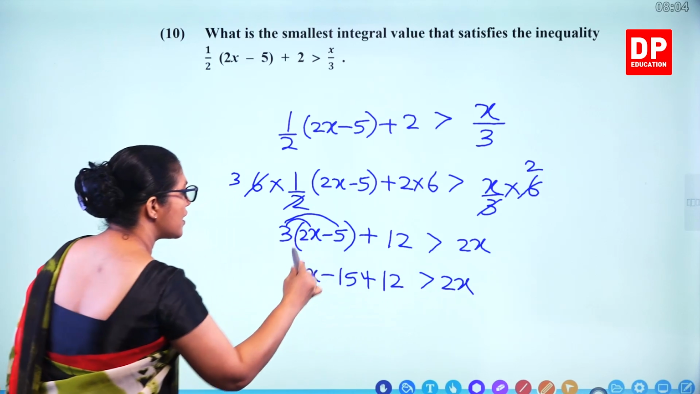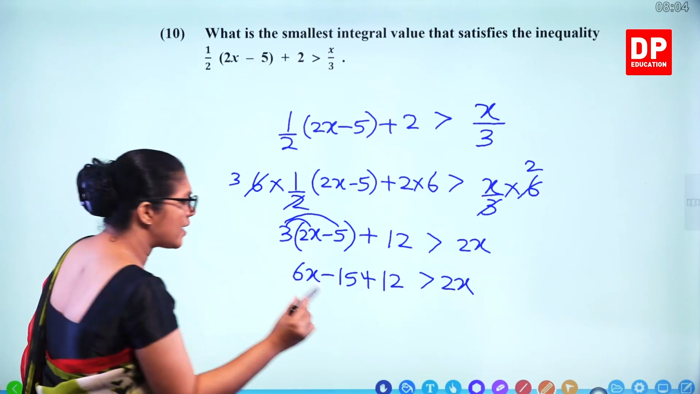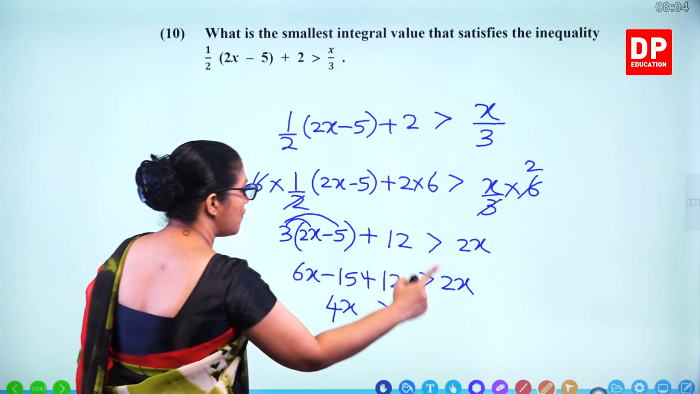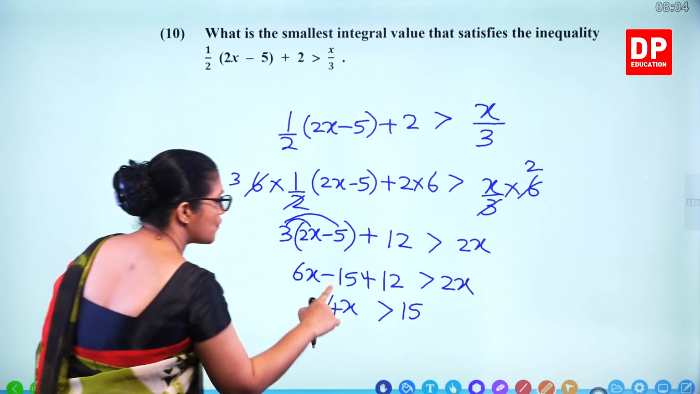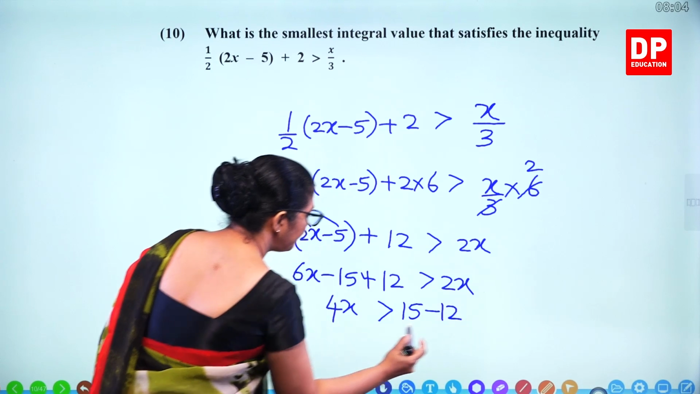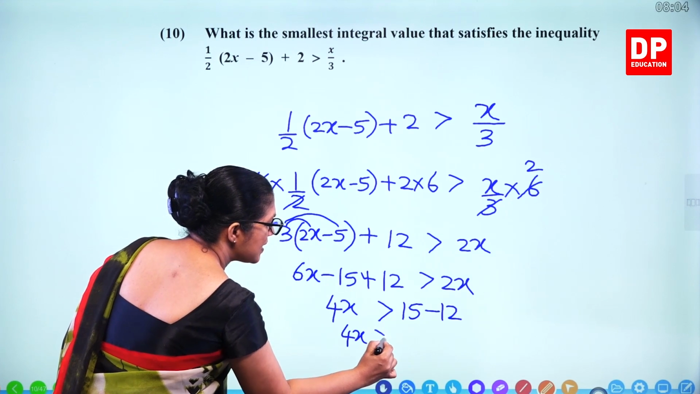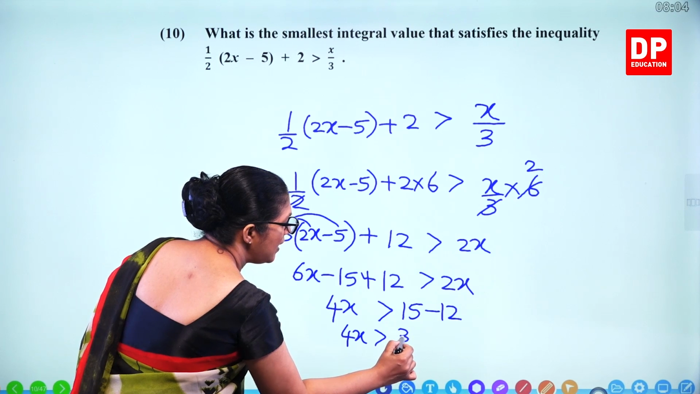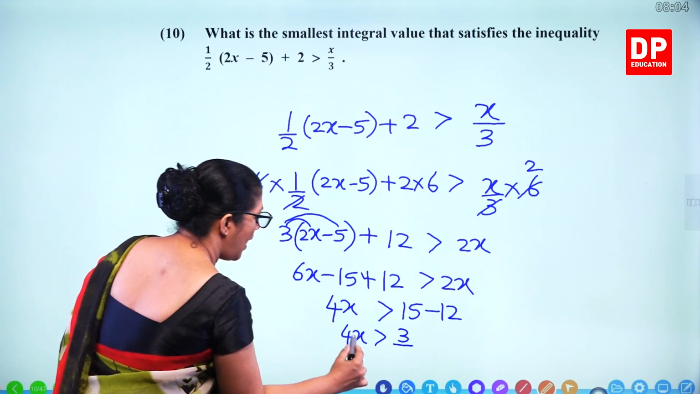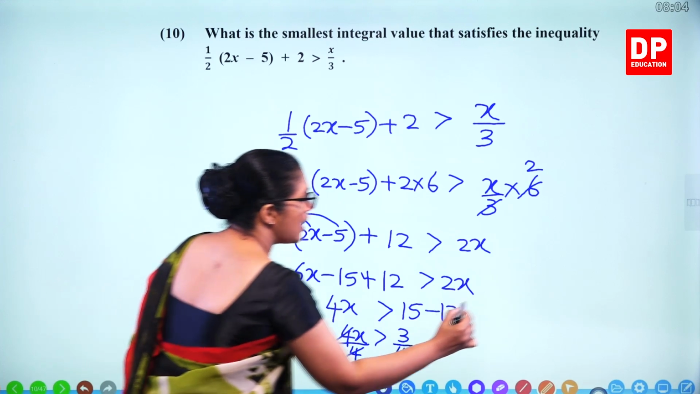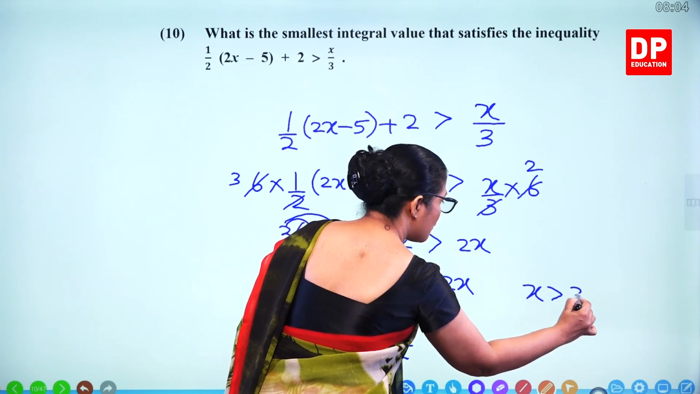Now 2x, take it to this side. 6x minus 2x, 4x greater than. Now take 15 to the other side. Plus 15, minus becomes plus. Plus becomes minus. 4x is greater than 15 minus 12. That's 3. And when you divide both sides by 4, you get x greater than 3/4.